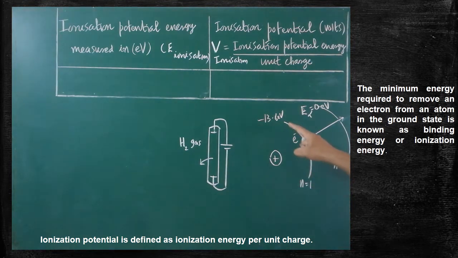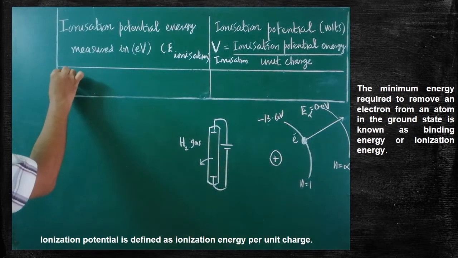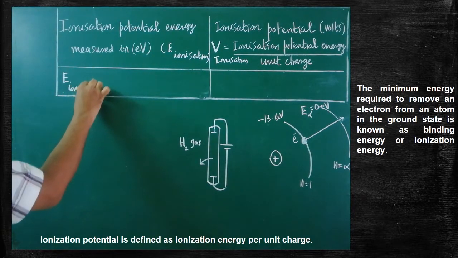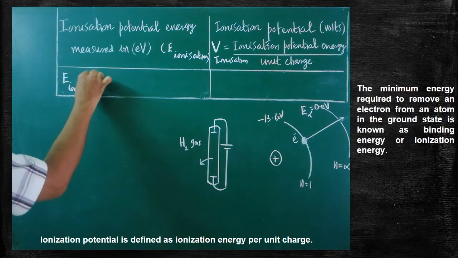When the electron is revolving in the first orbit, that is in the ground state, it possesses minus 13.6 electron volt energy. To remove the electron from the ground state to the infinite state, or to remove the electron from the atom, how much energy must be supplied? That we are going to calculate now. That is ionization, that is ionization potential energy. How can it be calculated?